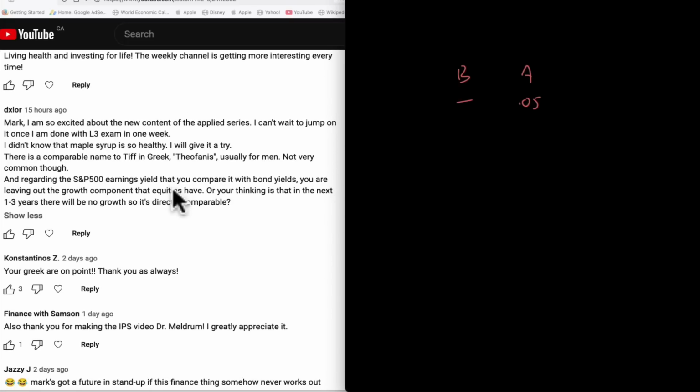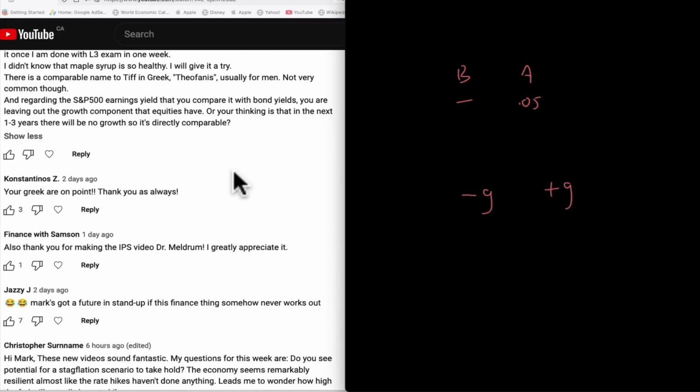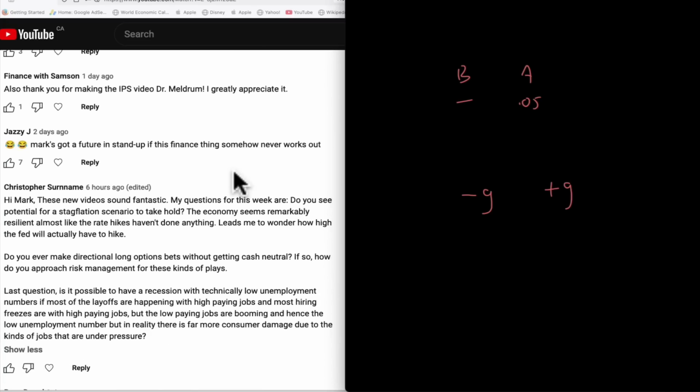Let's see. And regarding S&P 500 earnings yield, you compare it with bond yields. You are leaving out the growth component that equities have. Nope. No, I'm not. Remember, growth can be positive, but it can also be negative. If growth was only positive, well, then this would be a much easier world to invest in, right?